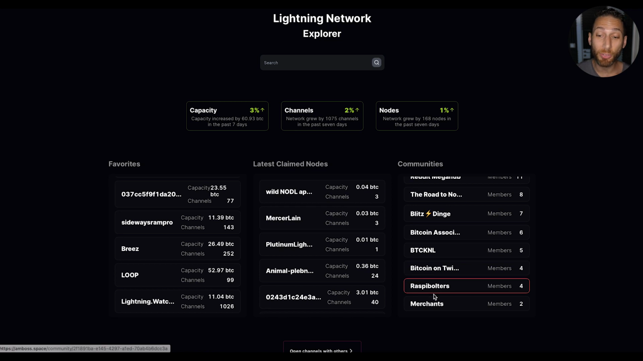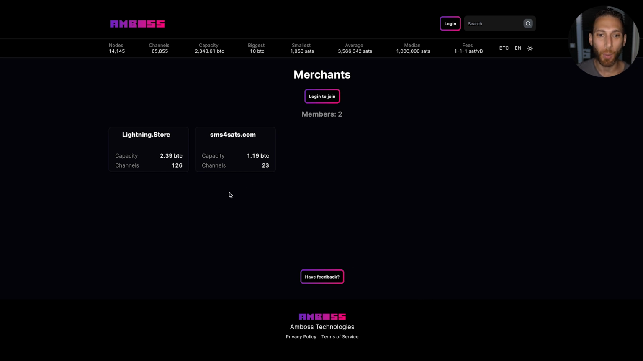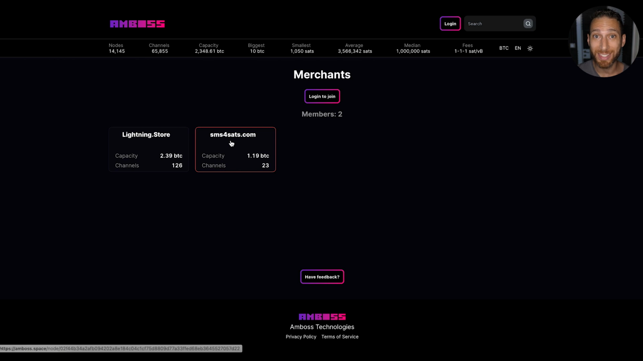Most recently, they've also added a new tag for merchants. As you can see, it is not very, very developed. However, you can see that this is a place for you to find actual merchants accepting Lightning Network in case you want to connect to them and provide them with some inbound liquidity, which is very, very important for people receiving payments. Again, right now, not a whole lot of people in this community, but hopefully by the time you see this video, there will be many more merchants that you can interact with.